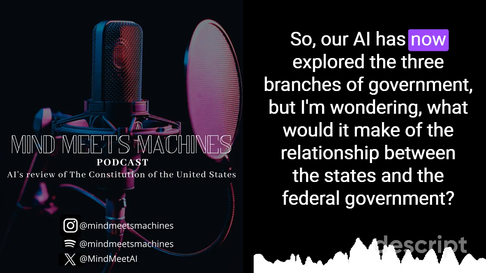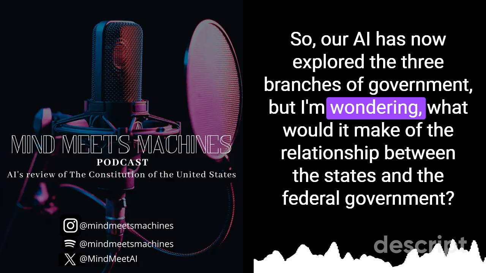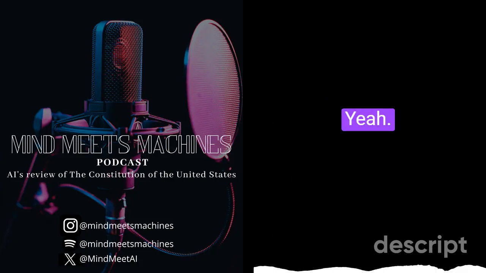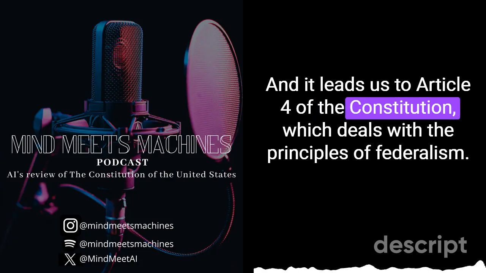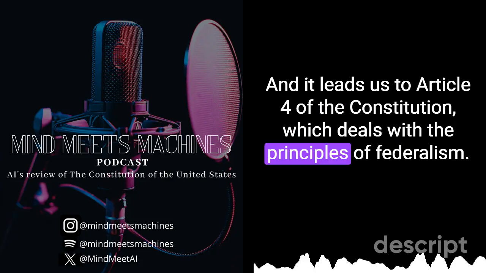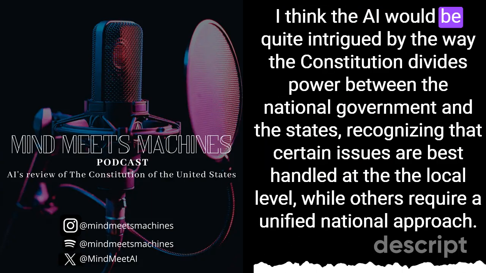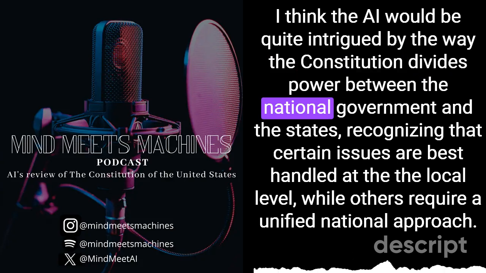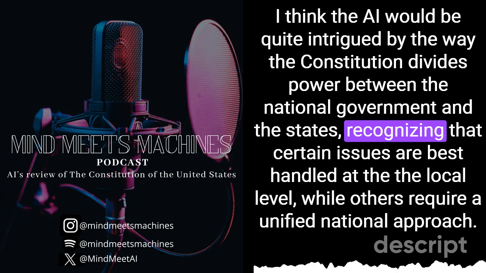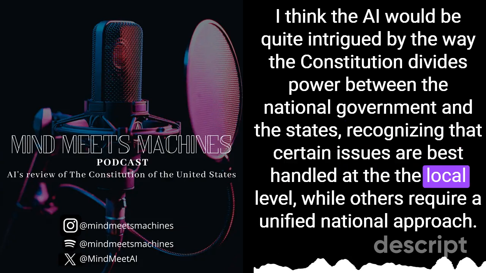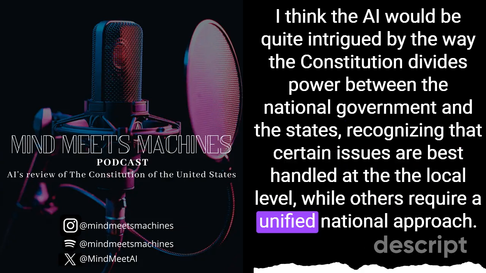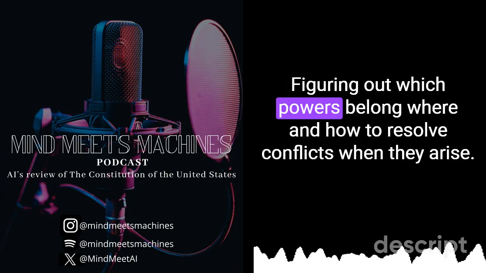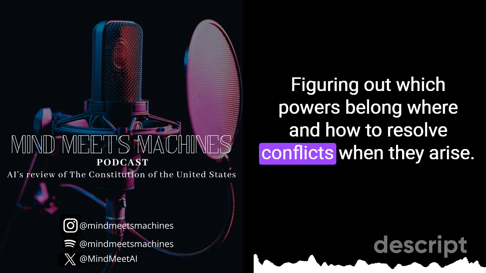So our AI has now explored the three branches of government. Right. But I'm wondering, what would it make of the relationship between the states and the federal government? That's a great question. And it leads us to Article 4 of the Constitution, which deals with the principles of federalism. I think the AI would be quite intrigued by the way the Constitution divides power between the national government and the states, recognizing that certain issues are best handled at the local level, while others require a unified national approach. It's like a giant puzzle. It is. Figuring out which powers belong where, and how to resolve conflicts when they arise.